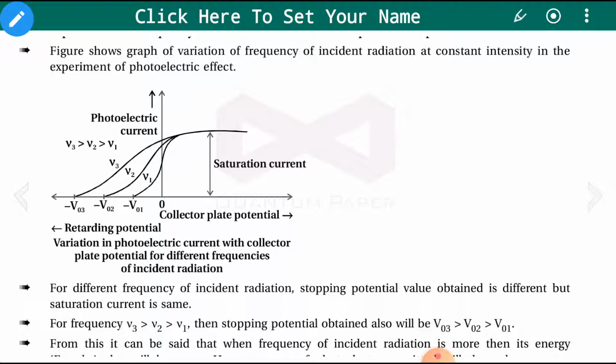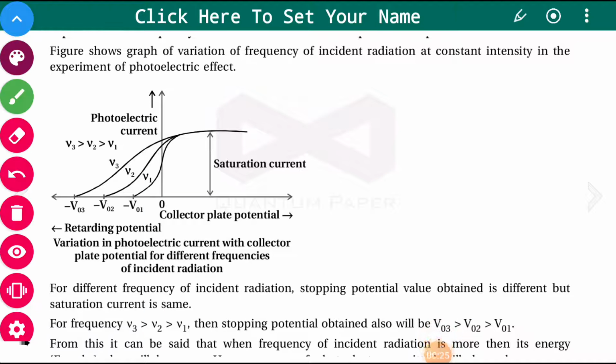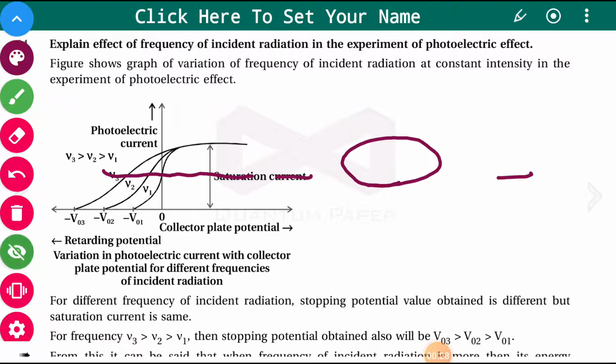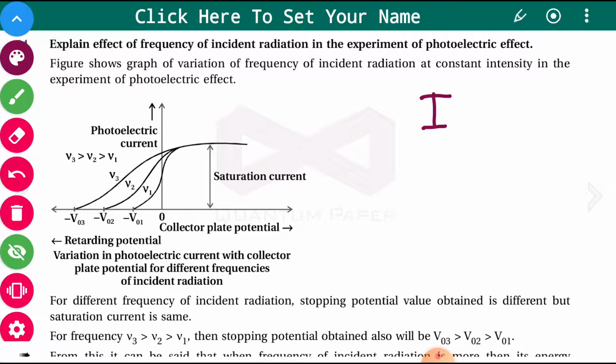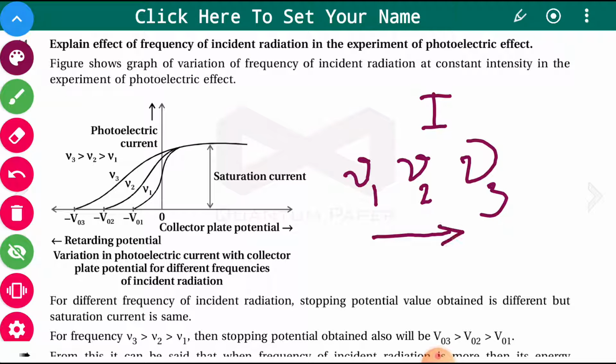Now you are keeping the intensity same. Okay, intensity is kept same and you are changing the frequency. So intensity is constant, you are changing the frequency, which means you are taking different colored light, in general. Here frequencies are taken nu1, nu2 and nu3, and nu3 is the highest frequency. Okay, so they are in the increasing order.